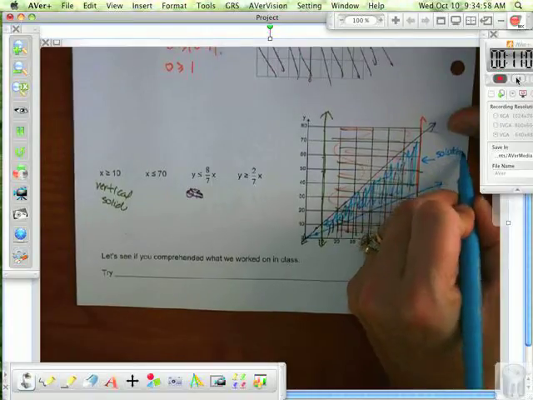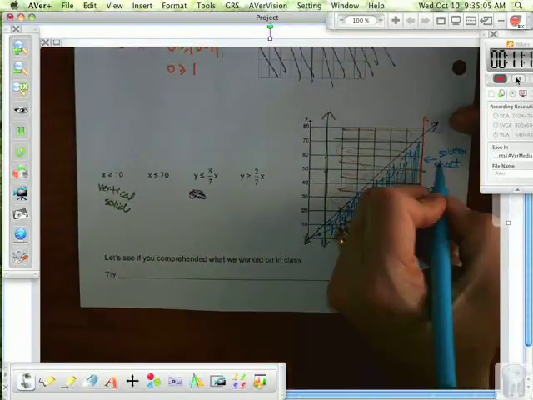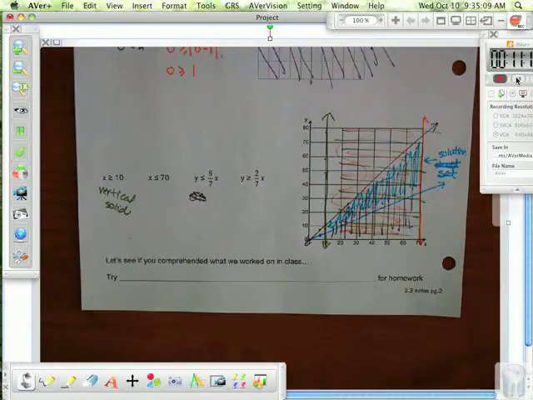Kind of fun, isn't it? You get to color in algebra. That's the solution sheet. Yeah, that's good. That's the solution set in blue.